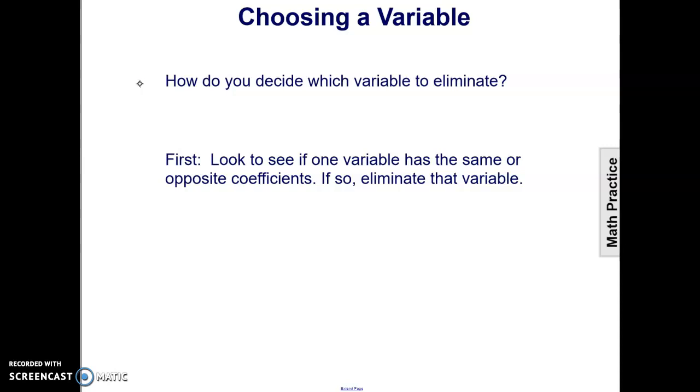But how do you pick which variable to eliminate? How do you know? What you do is, first we're going to cover the relatively simple case where we look for a variable that has the same or opposite coefficients. Right? If you have a variable where the number in front of that variable in both equations is the same, that's the one we're going to eliminate.